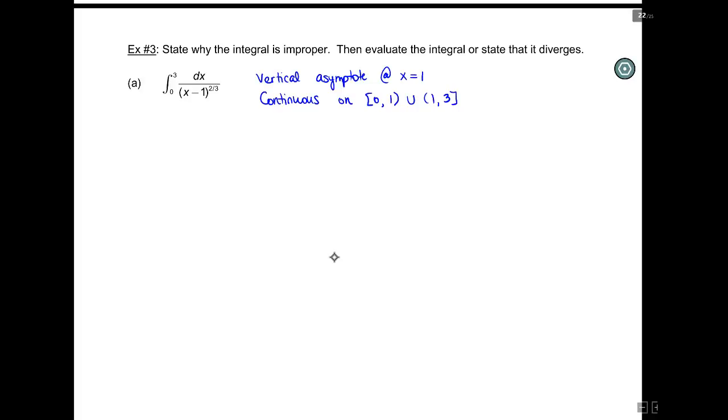So what we're going to do is break this up. We're going to make this into the integral from 0 to 1 of 1 over (x minus 1) to the 2/3 dx, plus the integral from 1 to 3 of 1 over (x minus 1) to the 2/3 dx.